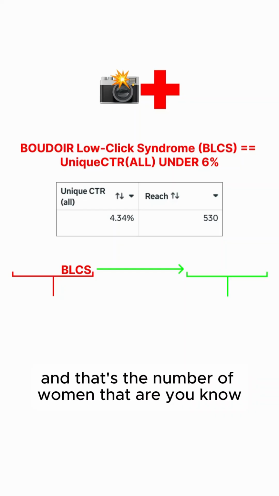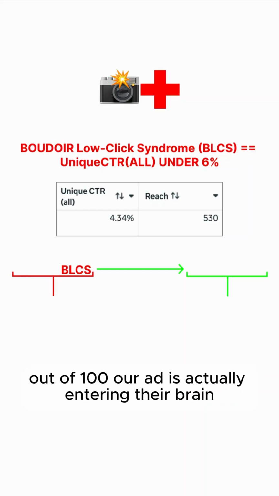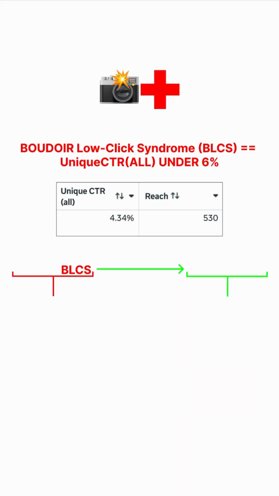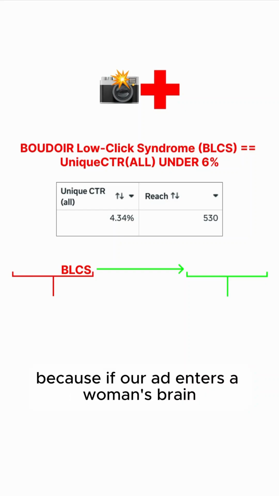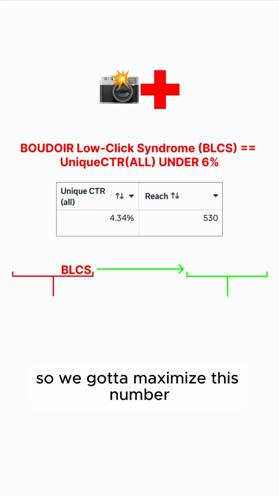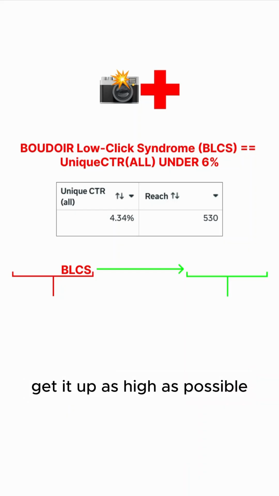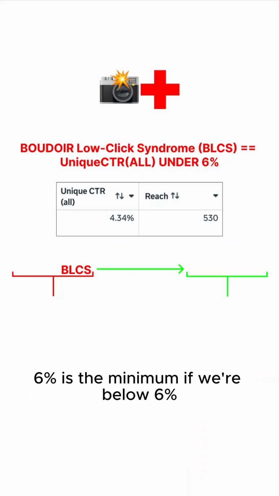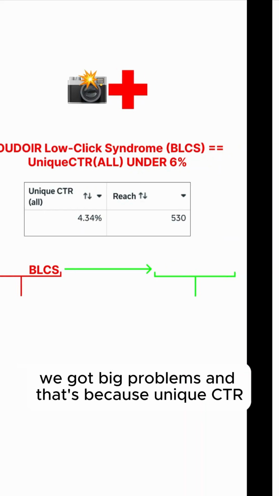And that's the number of women, out of 100, whose brains our ad is actually entering. And we care about that because if our ad enters a woman's brain, that's the only possible time she will ever buy from us. So we've got to maximize this number and get it up as high as possible. 6% is the minimum. If we're below 6%, we've got big problems.